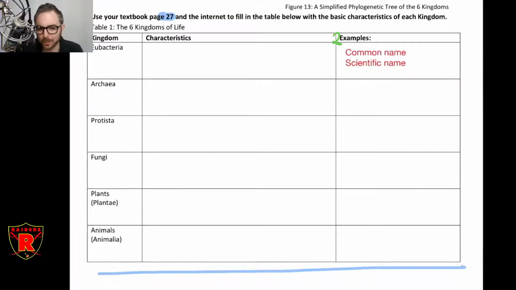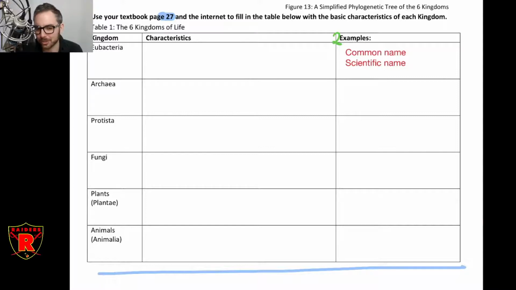But in general, if you can find it, the common name and scientific name are what you're looking for. And also keep in mind that you're looking for actual species. So like for animals, you're not going to say goat or something like that, because there's actually a number of species of goat. And so you're going to pick a specific species of goat if you want to use that as your example.